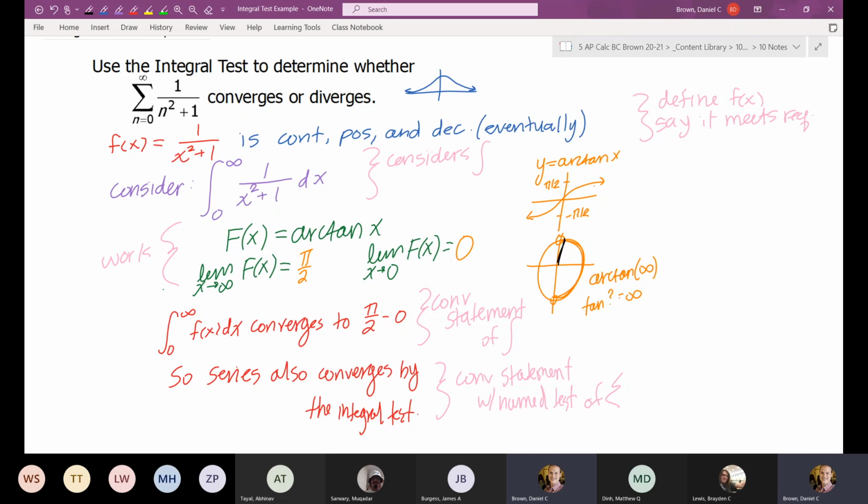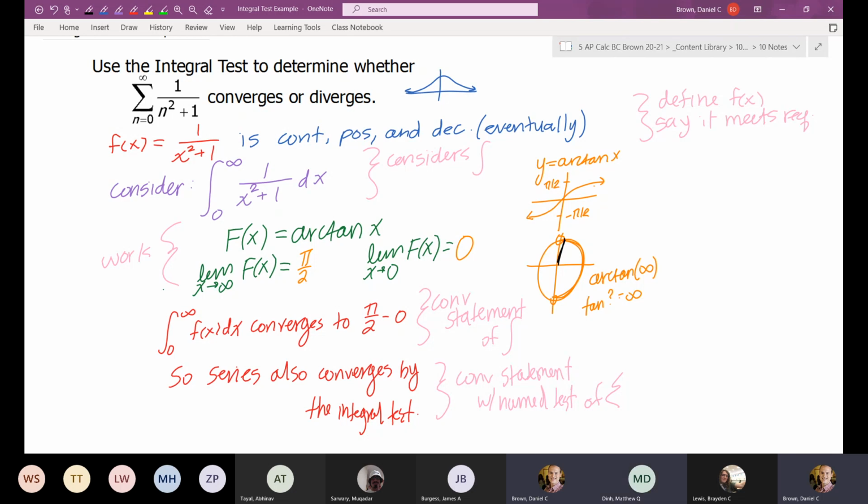When would you choose to use the integral test? Honestly, if you have a problem that's really easy to integrate, then that's probably going to be the best place to use the integral test. But again, you would still want to make sure you kind of go through all those steps of things you would have to show. Questions on that?